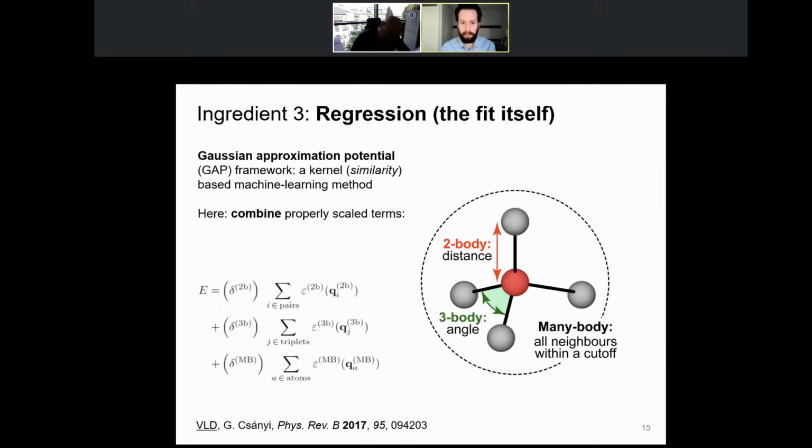So what we've done here for carbon is really this combination of different types of models. We have a two-body term here, and then we have a three-body and a many-body model, and they're combined by proper scaling factors, so you need to scale them appropriately. The largest amount of the interaction energy is actually represented by the two-body term, and then the three-body and many-body terms gradually add to that picture.